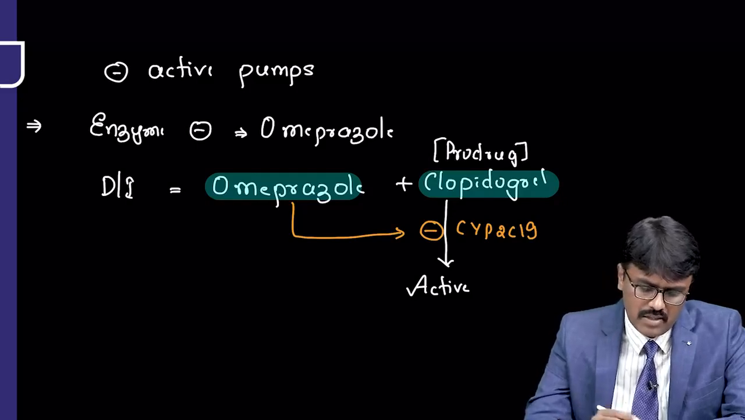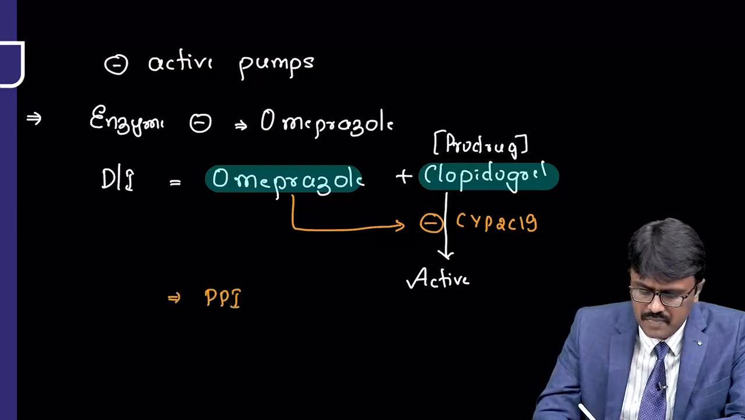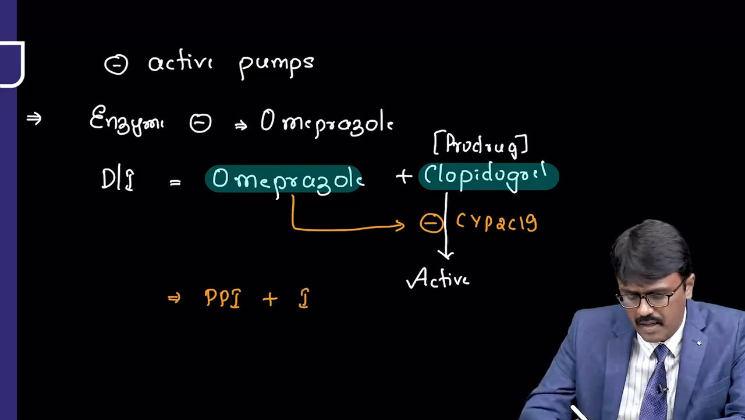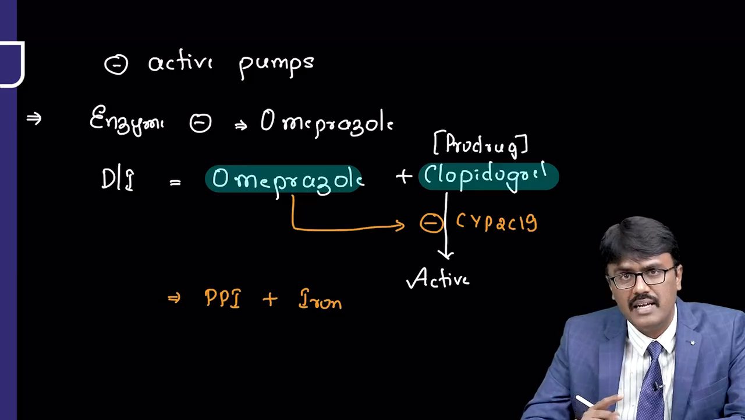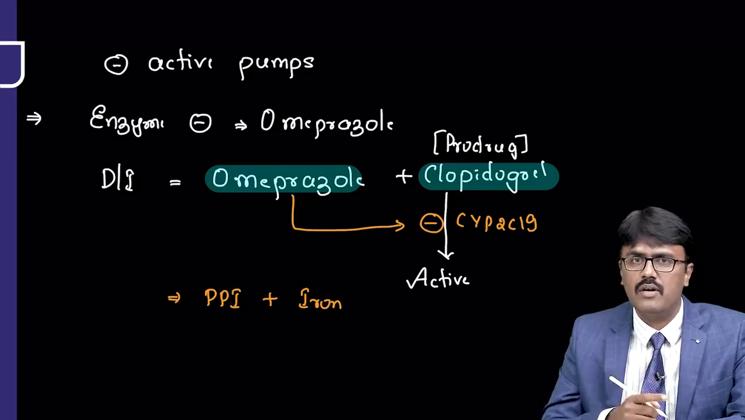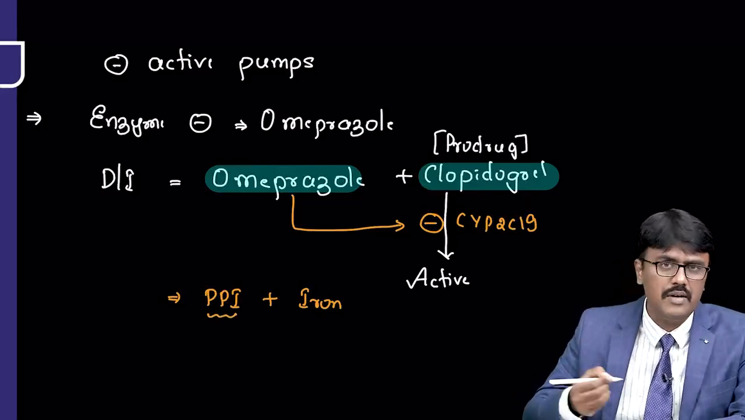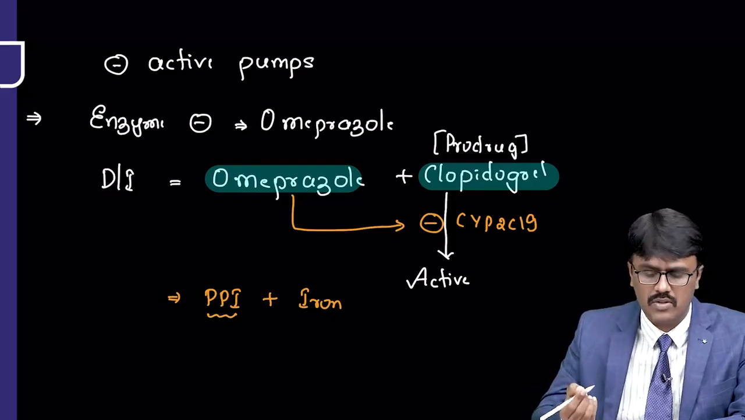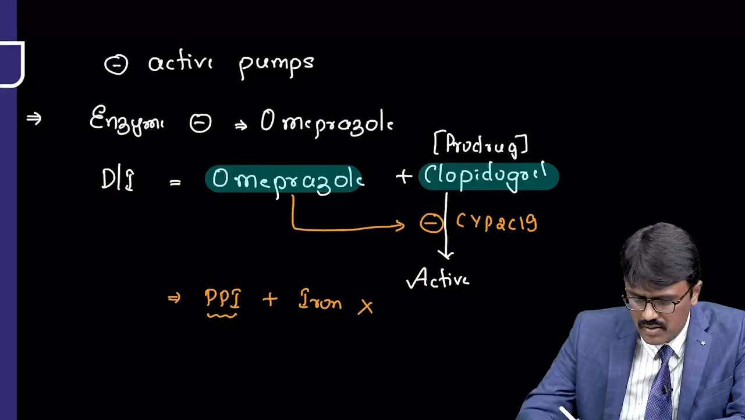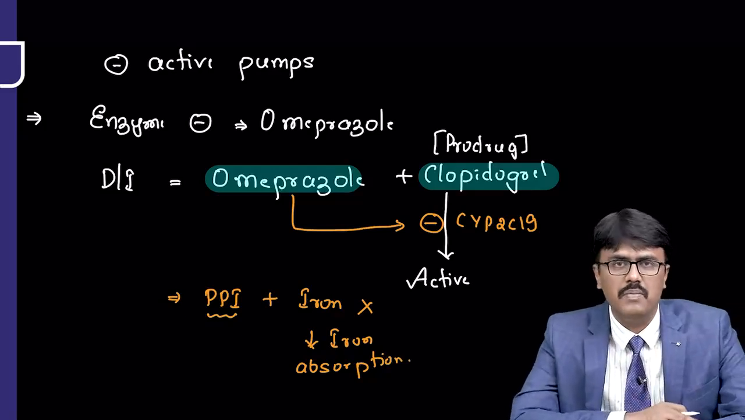One more important drug interaction I want to tell you is, can we use PPI with iron? Remember, iron absorption depends on acidic pH. So acidic pH is required for iron absorption. When you use PPI, the PPIs will not make the pH acidic; they will try to increase the pH to an alkaline environment. So when we give them together, there is decrease in iron absorption. So don't give them together. This is the pharmacokinetic importance I had to tell you about PPIs.